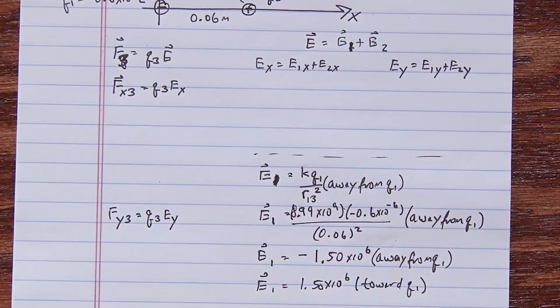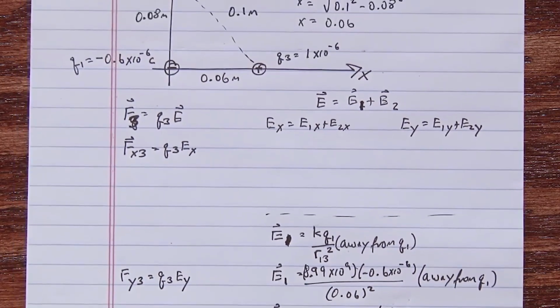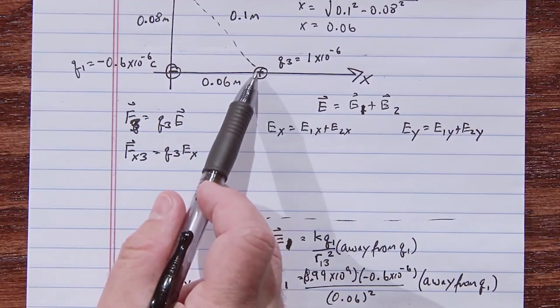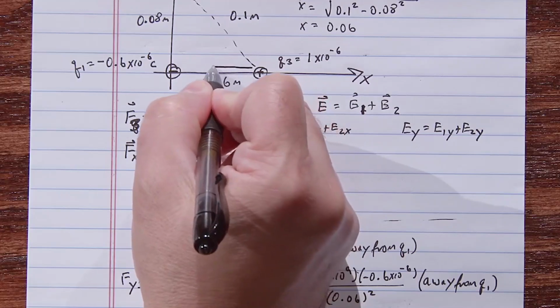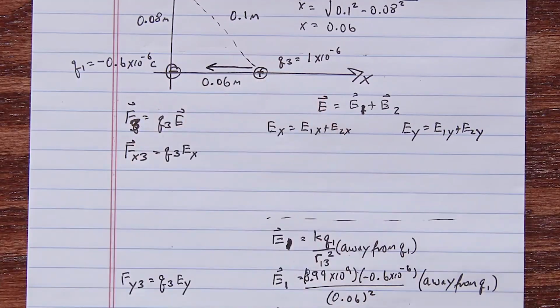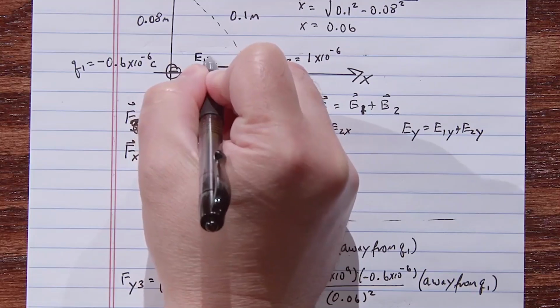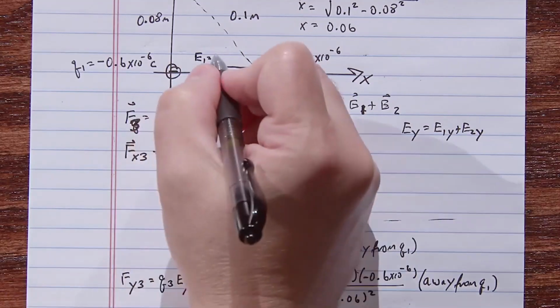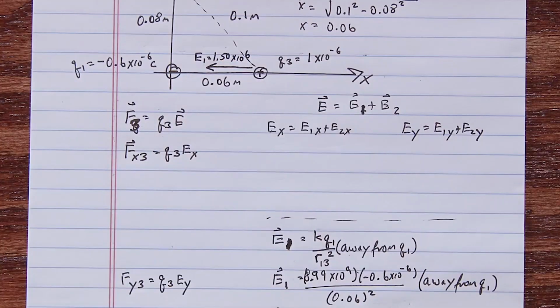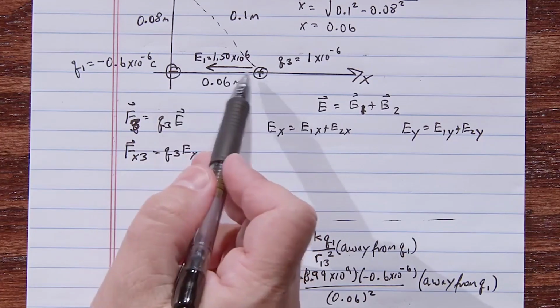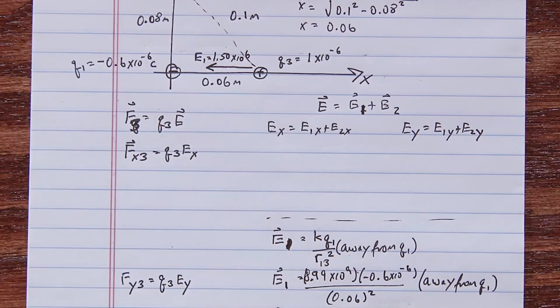Okay, so the electric field that charge 1 creates at the location of charge 3 is towards Q1. So if I'm at the location of charge 3 and I go towards Q1, that would be in this direction. So E1 is 1.50 times 10 to the 6 newtons per coulomb towards Q1, or in the negative x direction.